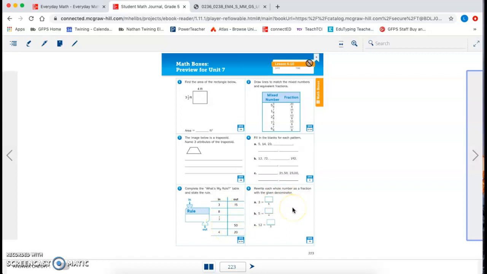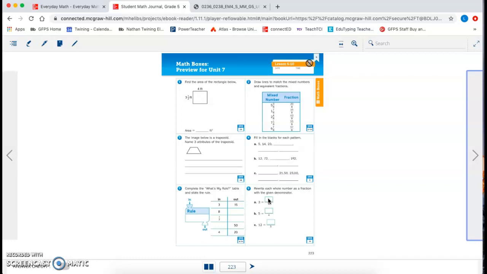The last one is rewrite each whole number as a fraction with the given denominator. Remember, to make it as a fraction, all you have to do is multiply this number by the denominator, and that's your numerator. Let me know if you have any questions, and just do the best you can on this one.